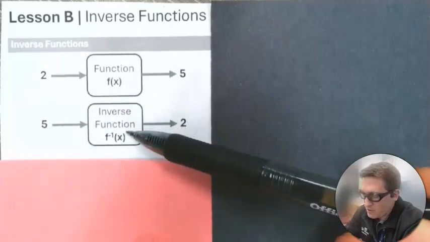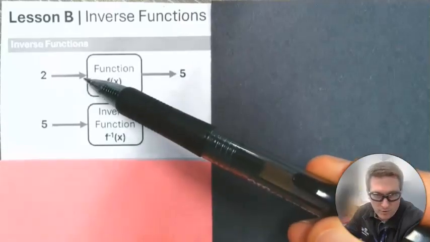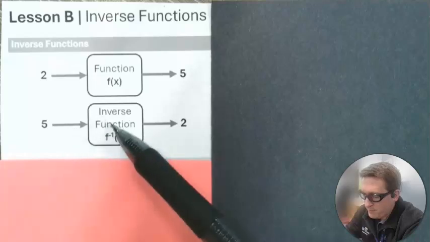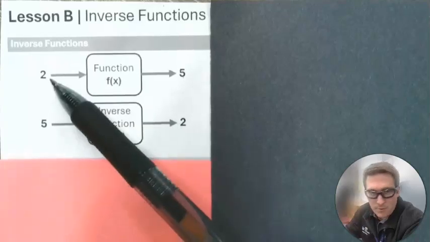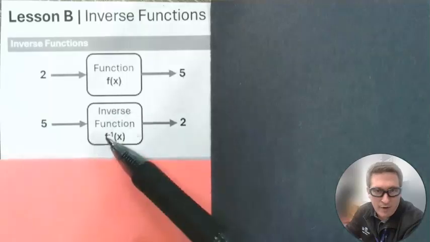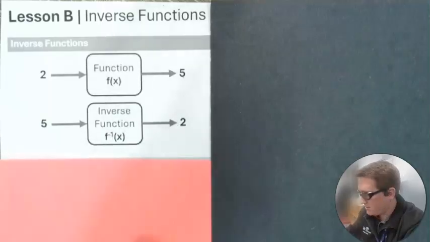An inverse function is when I go in reverse, meaning if I take this 5 and put it in the inverse function rule, it should give me 2. So it's kind of like a function that undoes the previous function.